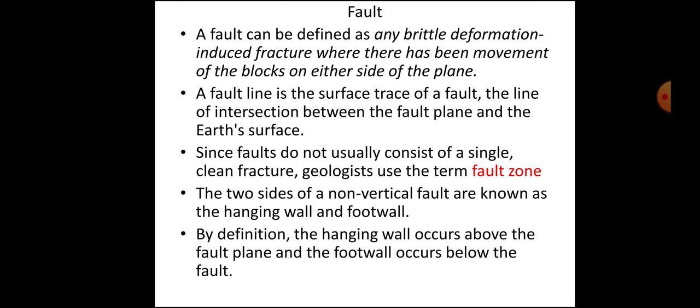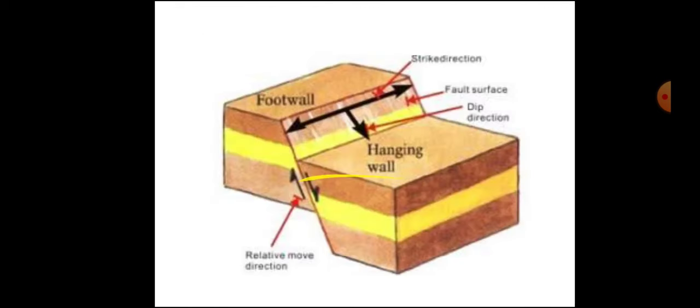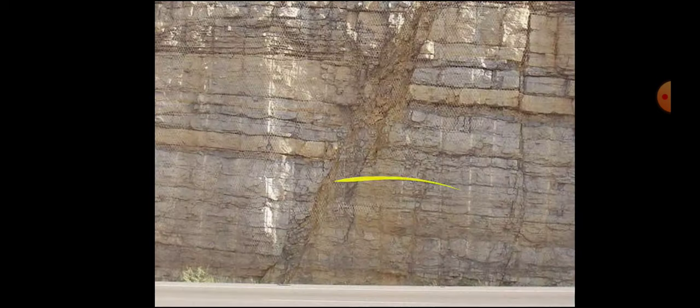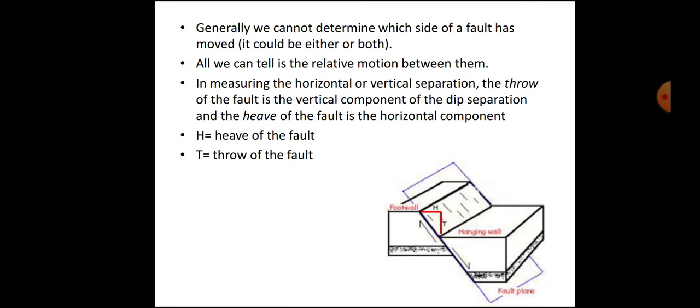The two sides of a non-vertical fault are known as the hanging wall and footwall. By definition, the hanging wall occurs above the fault plane and the footwall occurs below the fault. Generally, we cannot determine which side of the fault has moved. It could be either or both. All we can tell is the relative motion between them. In measuring the vertical or horizontal separation, the throw of the fault is the vertical component of the dip separation and the heave of the fault is the horizontal component. H is equal to heave of the fault, T is equal to throw of the fault.